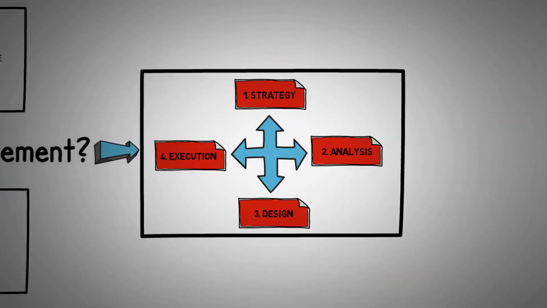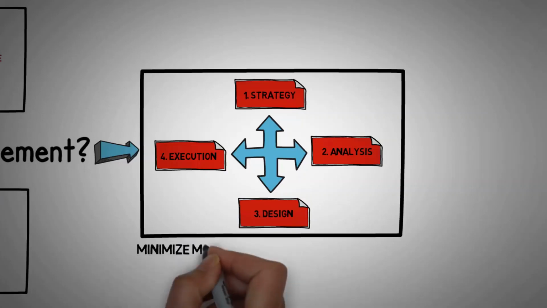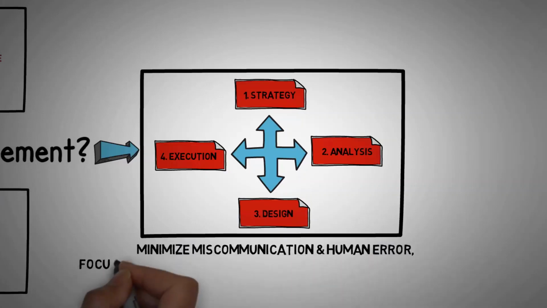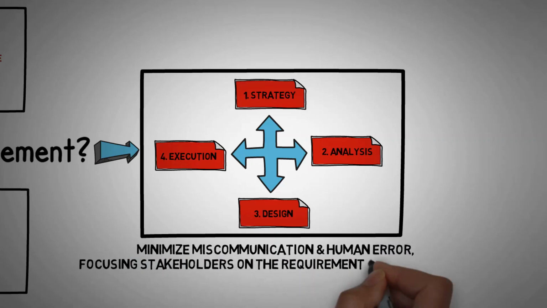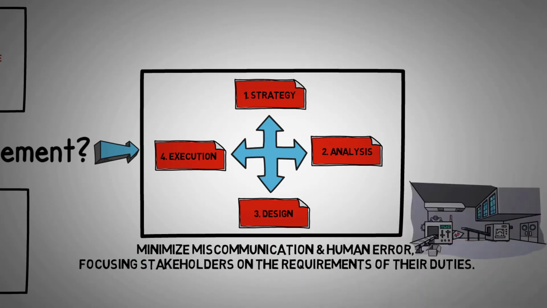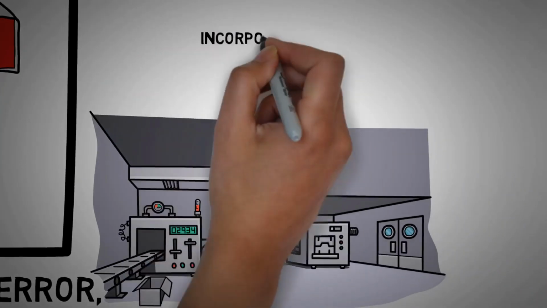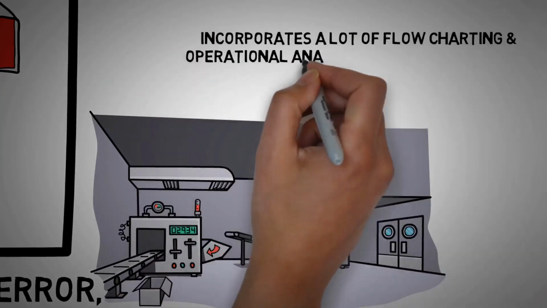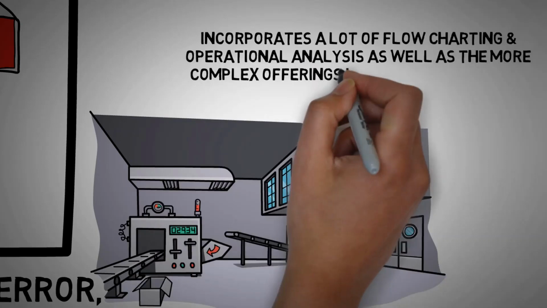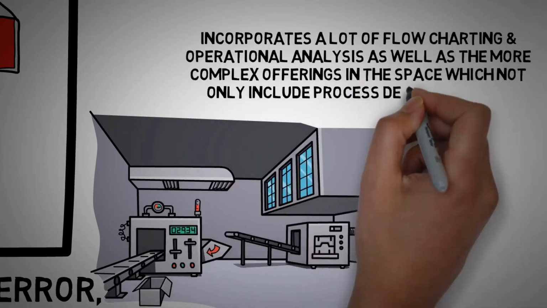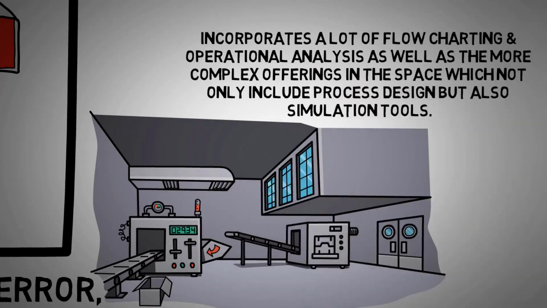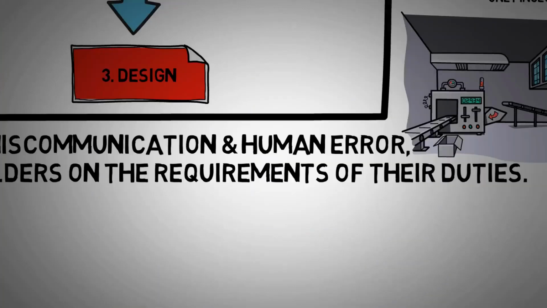The purpose of business process management is to minimize miscommunication and human error, focusing stakeholders on the requirements of their duties. Generally driven by industry rules, business process management incorporates a lot of flowcharting and operational analysis, as well as the more complex offerings in the space, which not only include process design but also simulation tools.